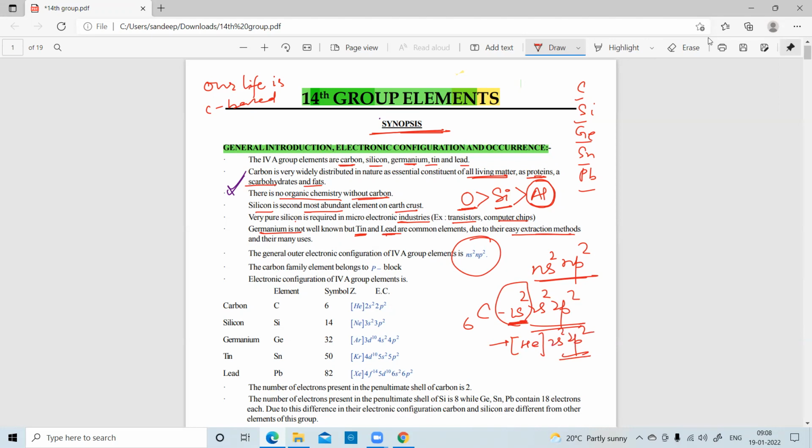The number of electrons present in the penultimate shell of carbon is 2. In the excited state, what happens? Carbon's 2s electron goes to 2p, so it becomes 1s2, 2s1, 2p3. So carbon shows tetravalency. It forms 4 bonds around itself. This is the Lewis dot structure of carbon.